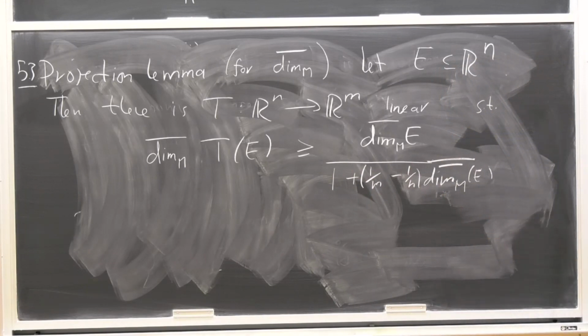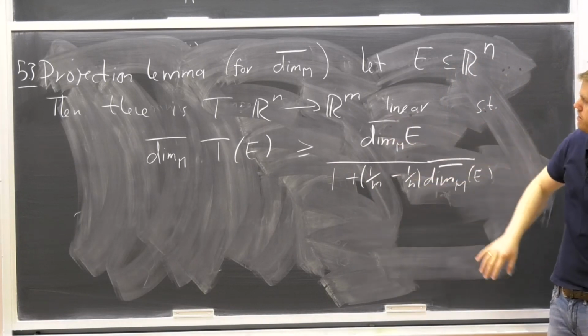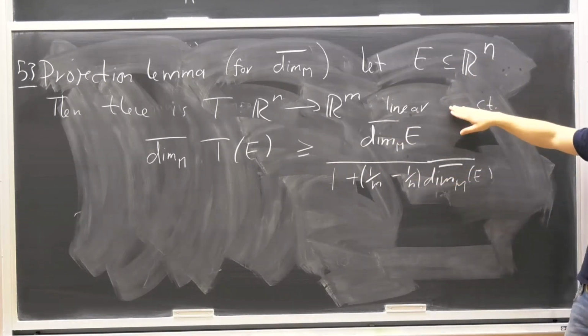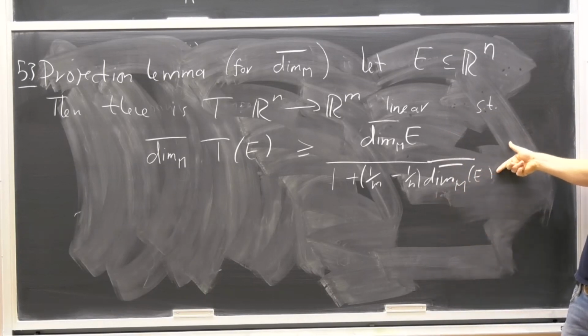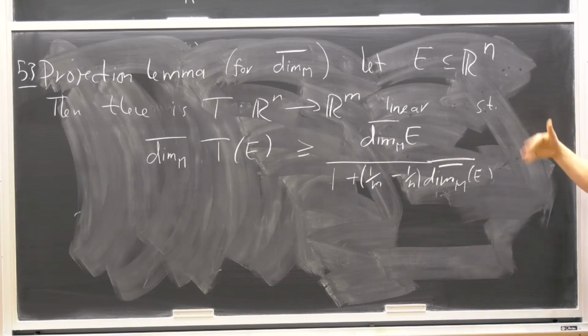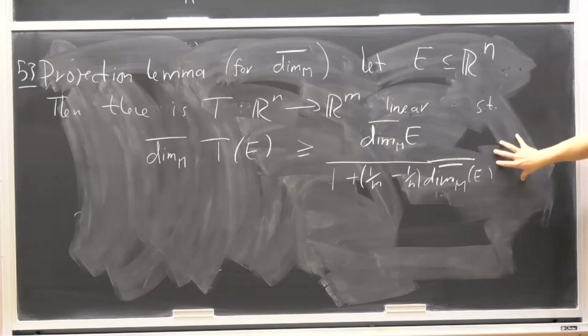So what this really says, very similar to the Marstrand projection theorem, is that if you have a set in R to the N with this dimension, then you can find a linear map such that the image still has this much of the dimension. It might be a little bit smaller, but you still get a substantial part of the dimension. The statement is in terms of there being a linear map, but really what this should be is that for almost every orthogonal projection, this happens.